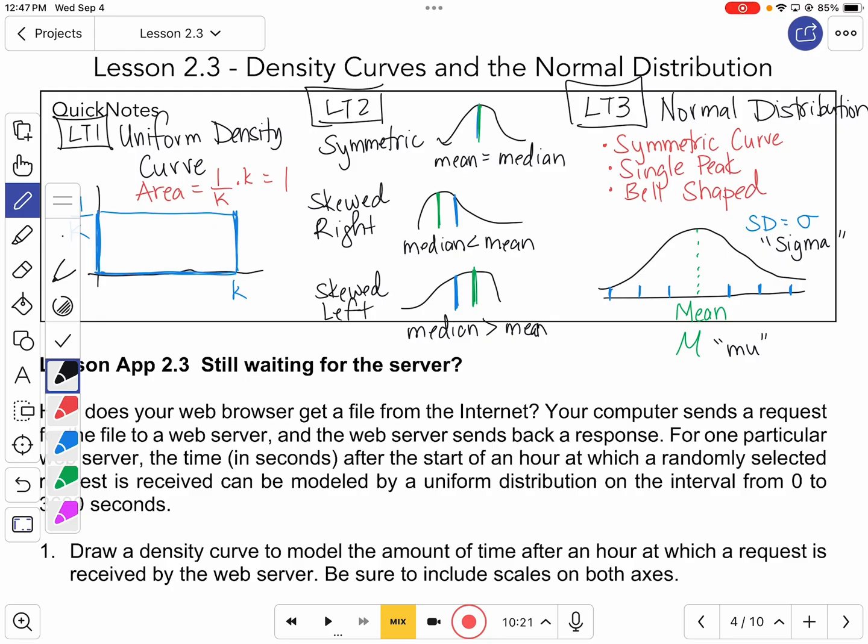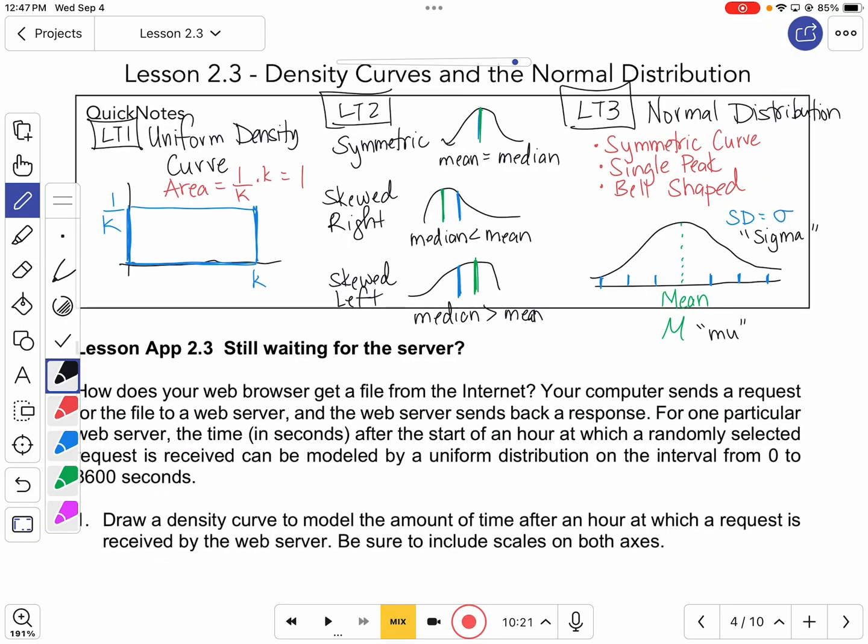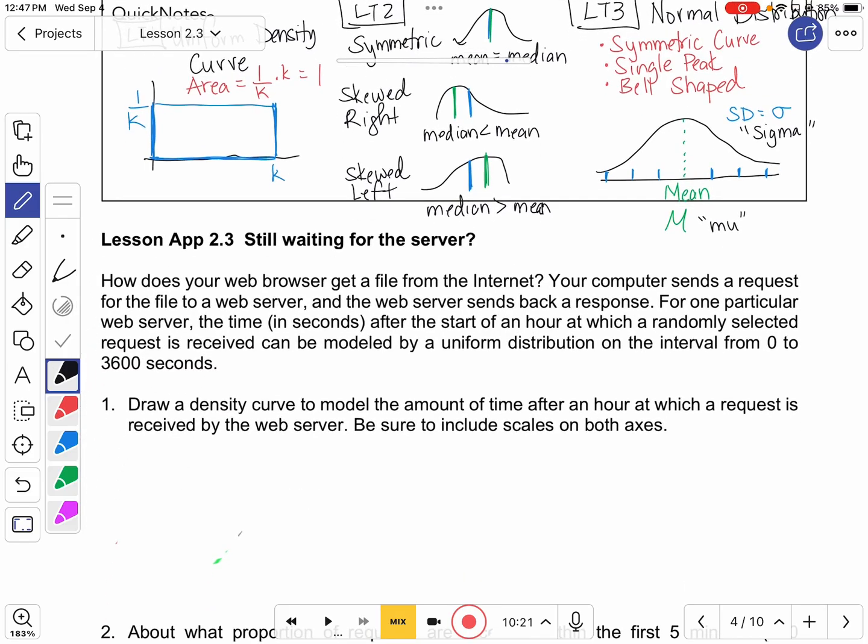All right, so that's what they're going to ask us to do. So let's take a second and look at this very first example right there. It says draw a density curve to model the amount of time after an hour at which a request is received by the web server. Be sure to include scales on both axes.